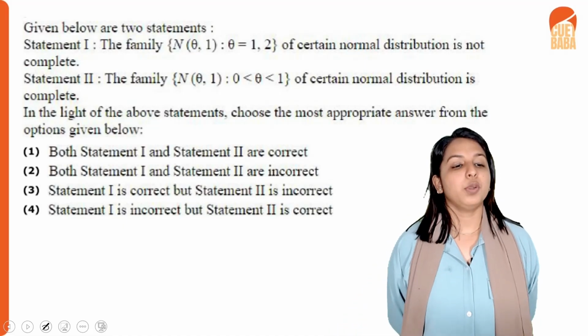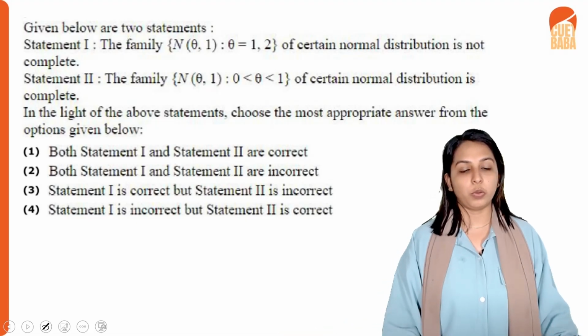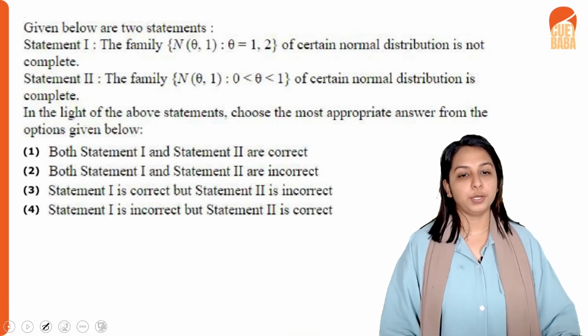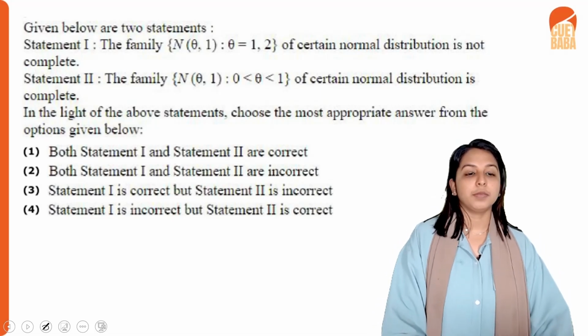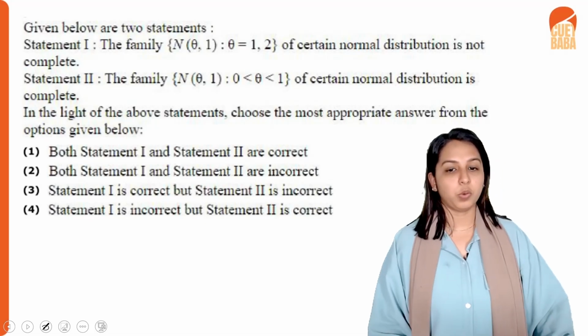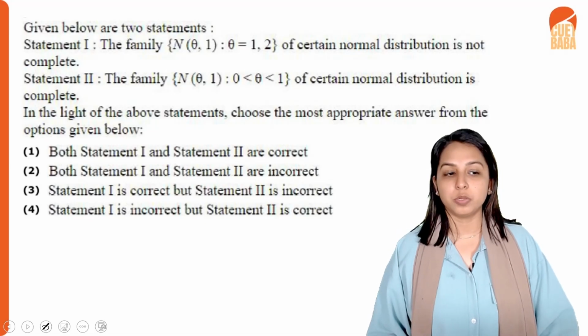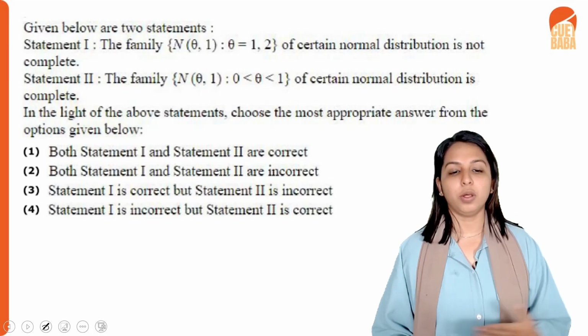Next question. Given below are two statements. Statement 1. The family N(θ, 1) such that θ = 1, 2 of certain normal distribution is not complete. Statement 2. The family N(θ, 1) such that 0 < θ < 1 of certain normal distribution is complete. So we have to see which among these statements is true or false.